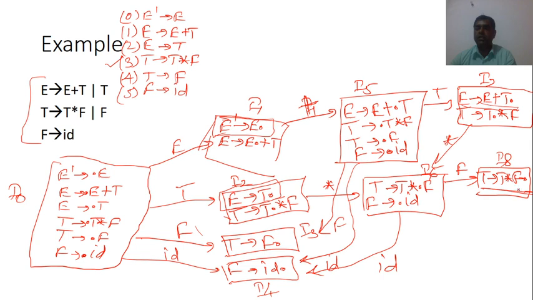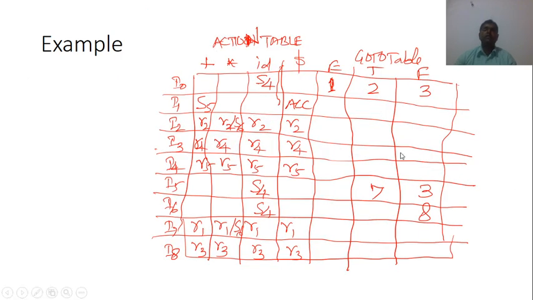Now there is no more item left. So you can say this is your LR0 parsing table, where 0 is the lookahead 0.